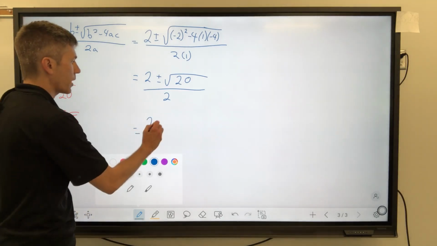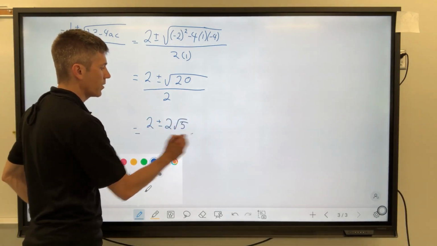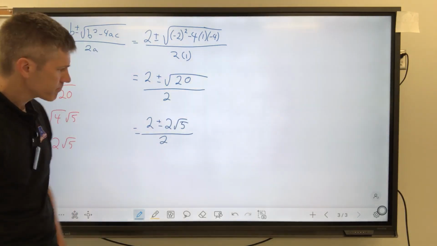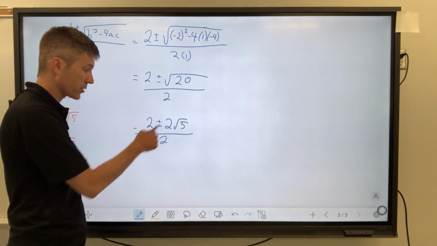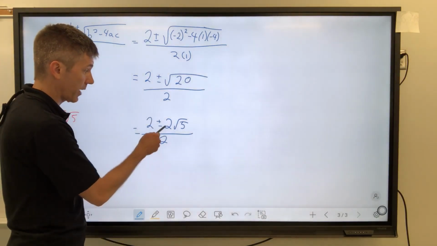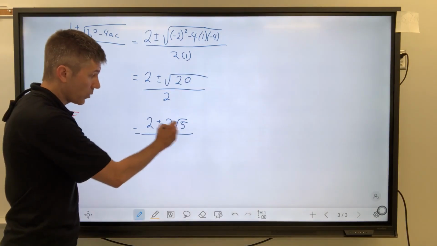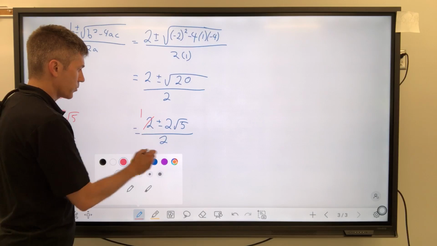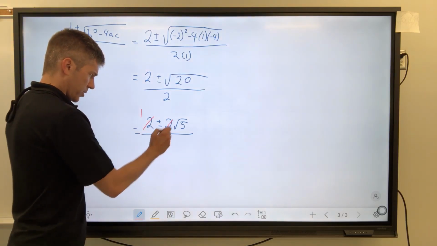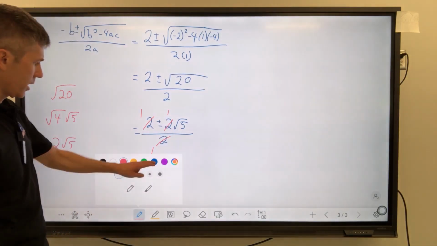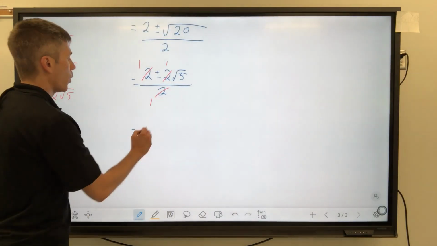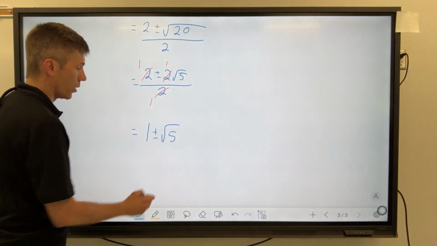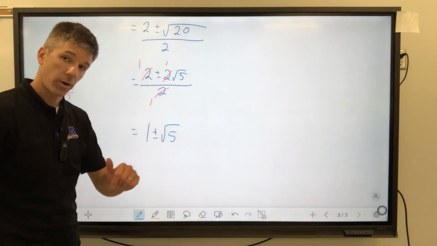Switch colors again. We have 2 plus or minus 2 square root of 5 over 2. Okay, good to know. Can you reduce now? Sure can. And when you reduce, you divide every single term by the same thing. That does not mean you're going to divide the 2 and the 5, okay? This is all one term. You're dividing the 2. So when we do that, let's use red again. 2 goes into itself one time. And that's going to leave us with 1 plus or minus 1 square root of 5 over 1. We have 1 plus or minus the square root of 5.